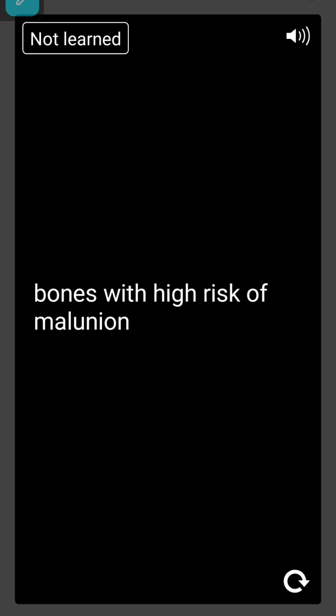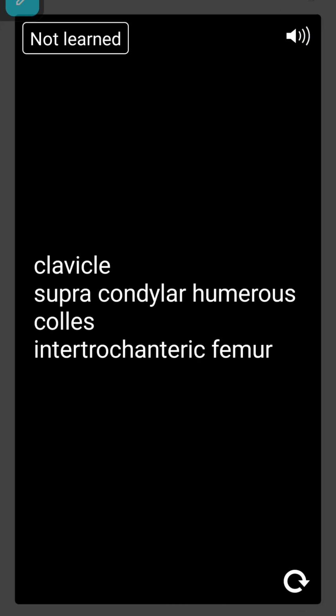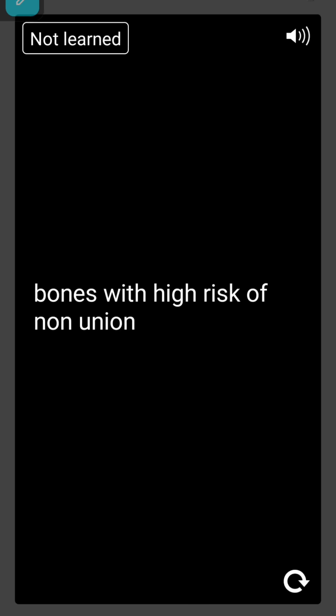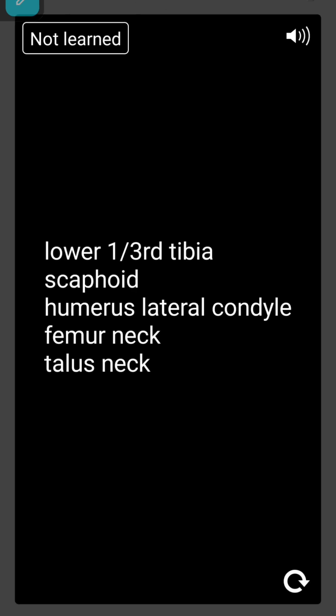Bones with high risk of malunion: clavicle, supracondylar humerus, Colles, intertrochanteric femur. Bones with high risk of non-union: lower 1/3rd of tibia, scaphoid, humerus lateral condyle, femur neck, talus neck.